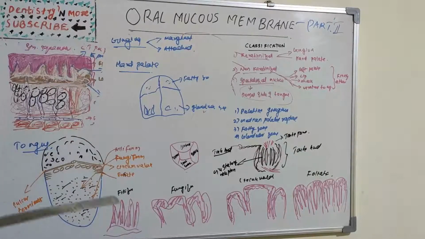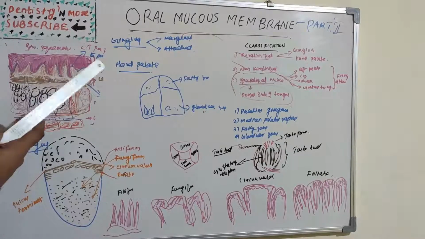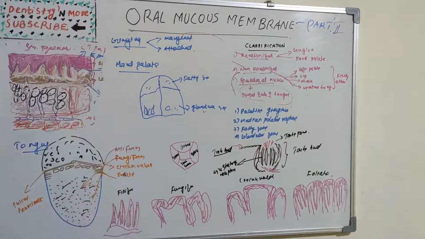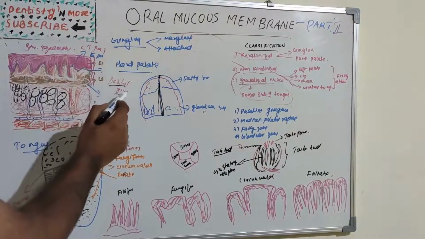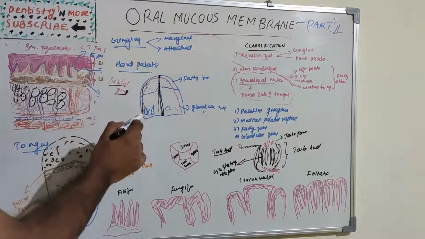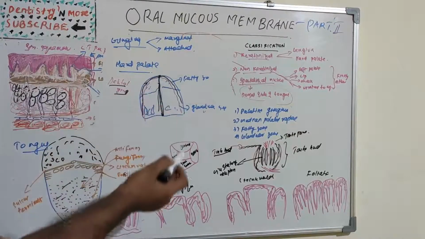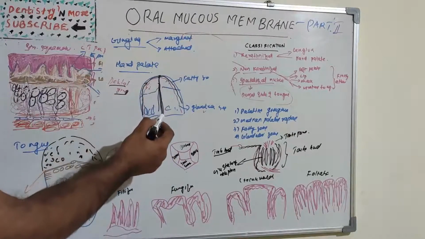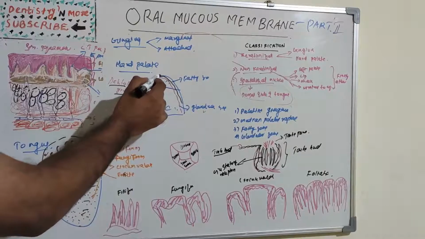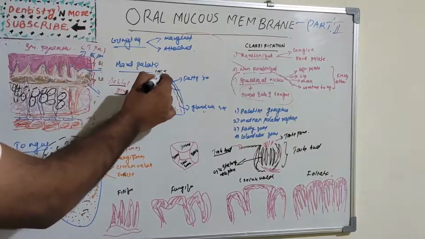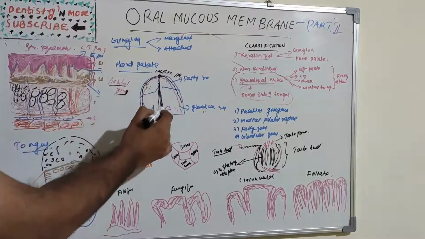Hard palate is a keratinized masticatory mucosa. It is pink in color and firmly attached to underlying structures. In the hard palate, the first structure is the palatine gingiva, which is close to the teeth on the palatal side. The second structure is the median palatine raphe, which extends from the incisive papilla to posterior.